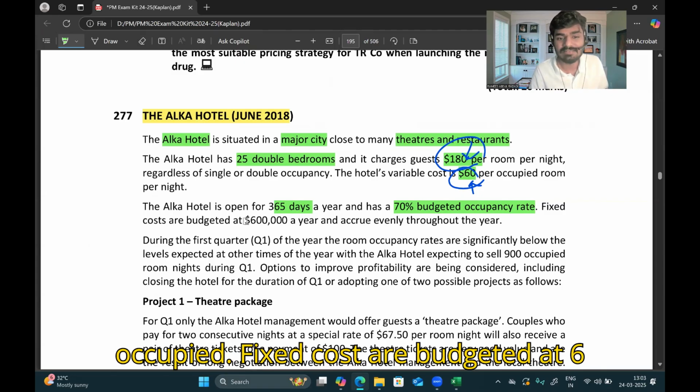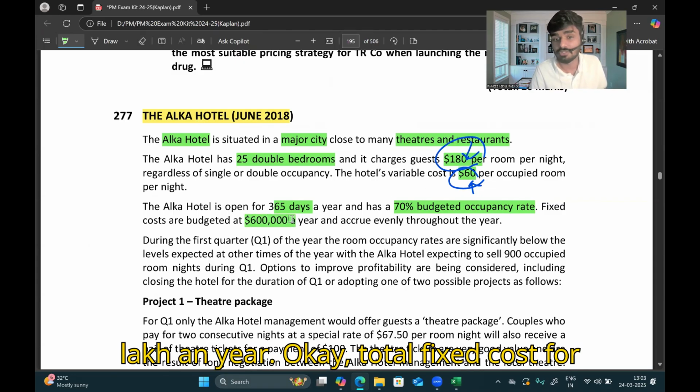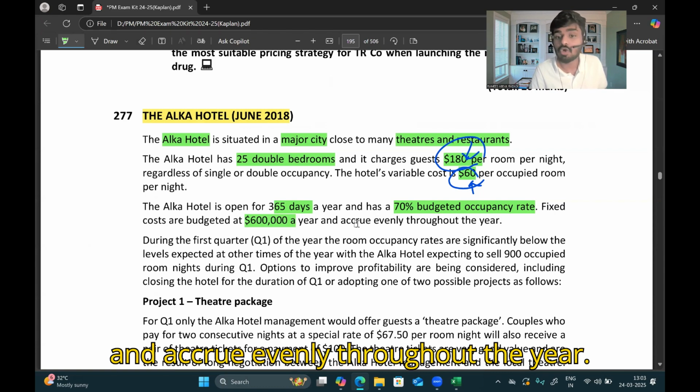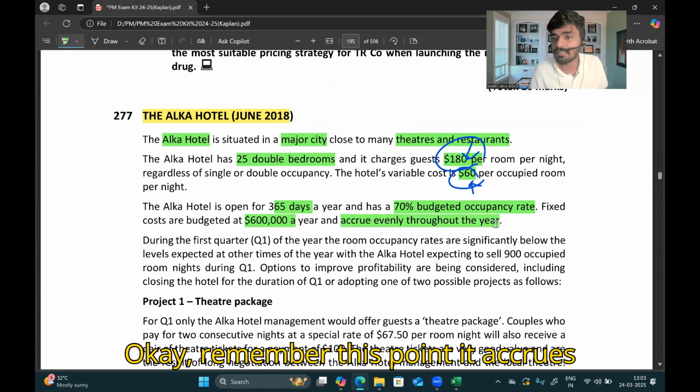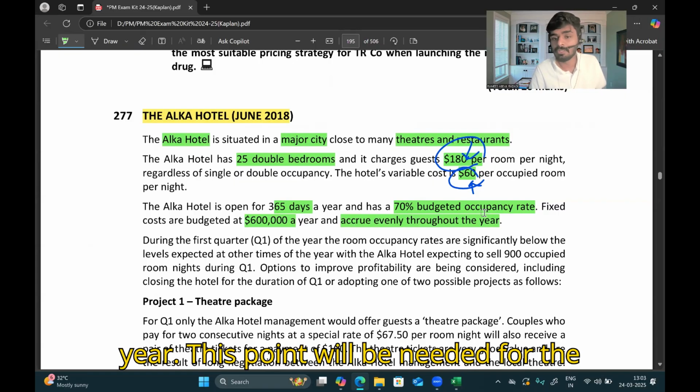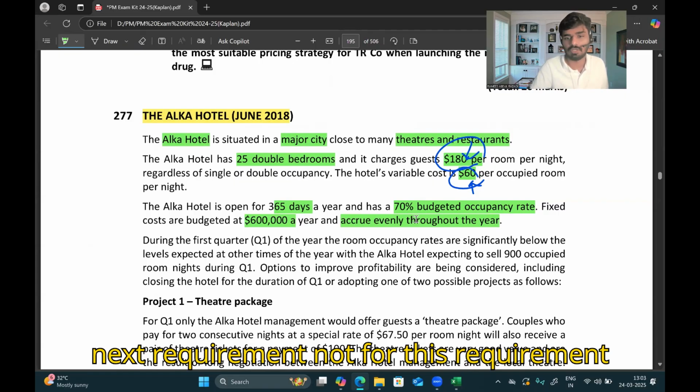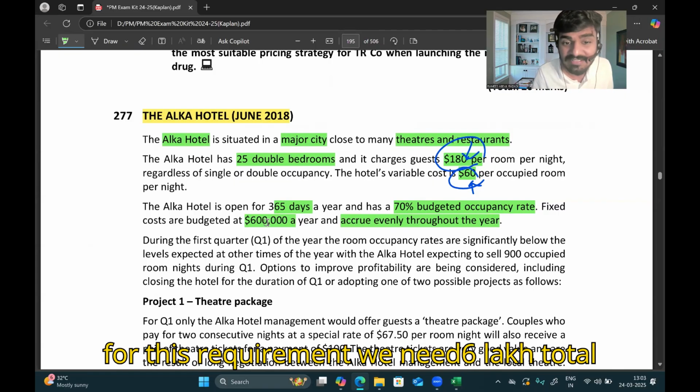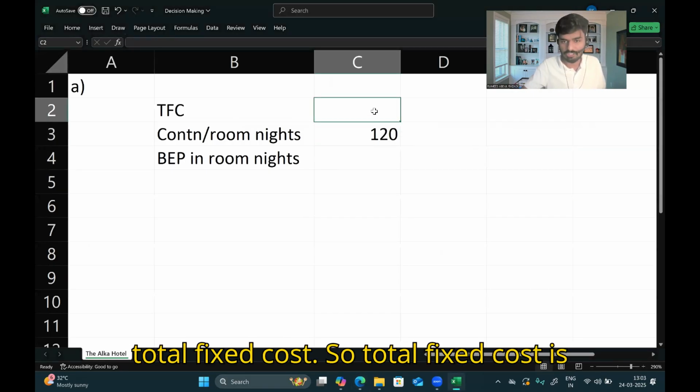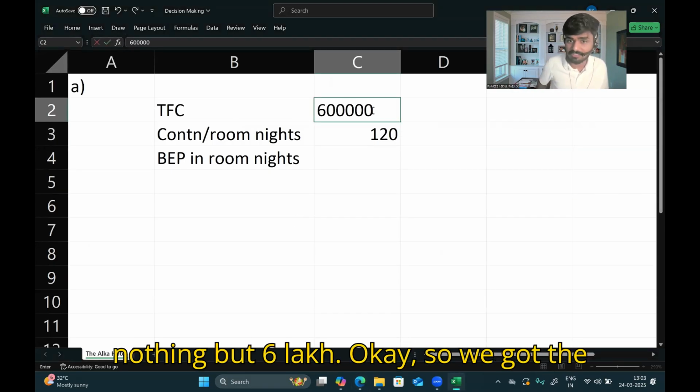Fixed costs are budgeted at 6 lakh a year. Total fixed cost for the year is budgeted at 6 lakh and accrues evenly throughout the year. Remember this point, it accrues evenly throughout the year. This point will be needed for the next requirement, not for this one. For this requirement, we need the total fixed cost, which is 6 lakh.